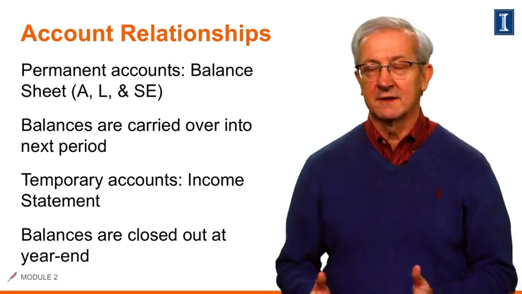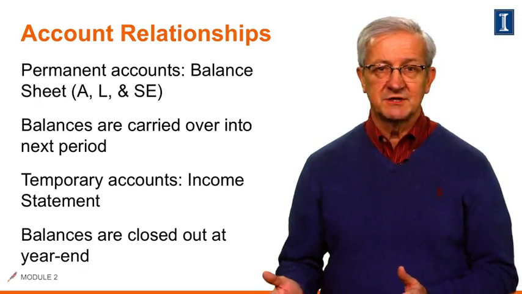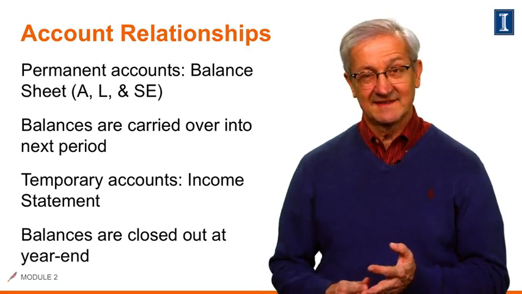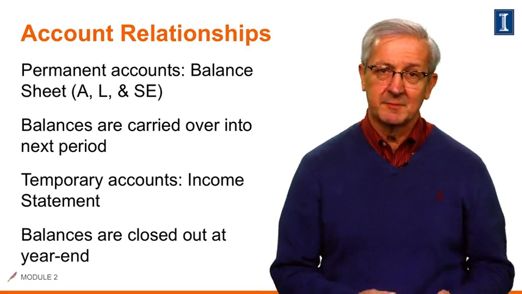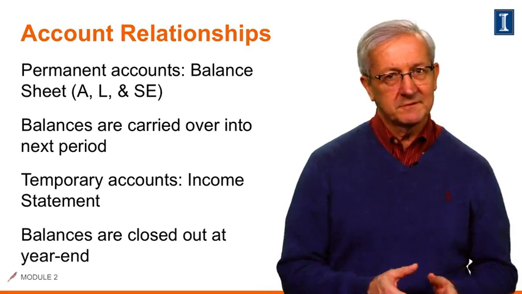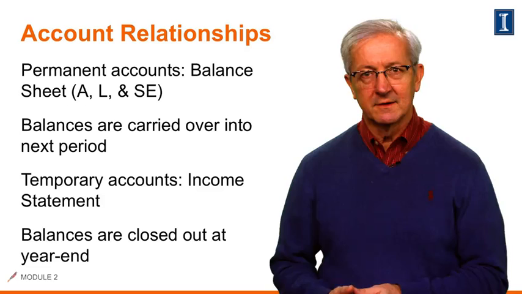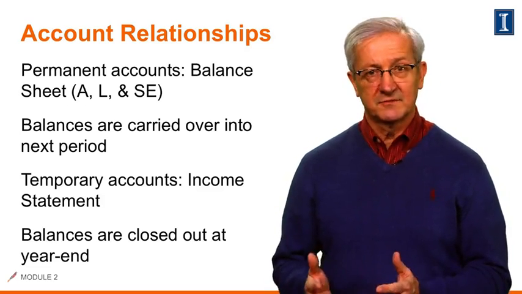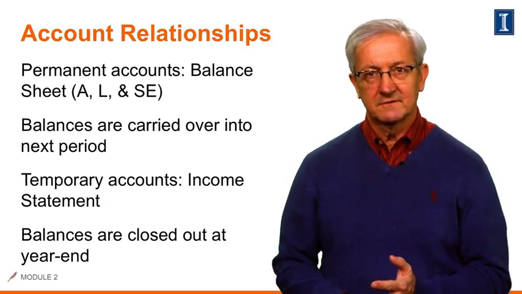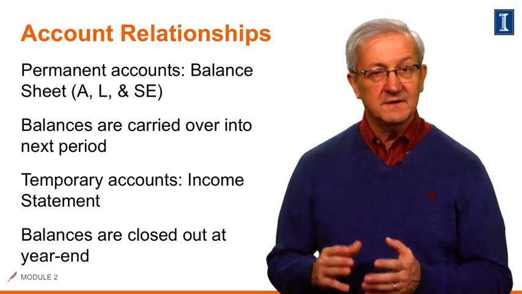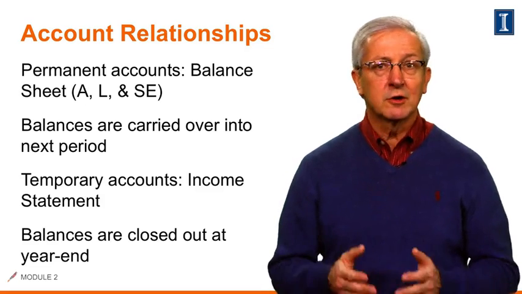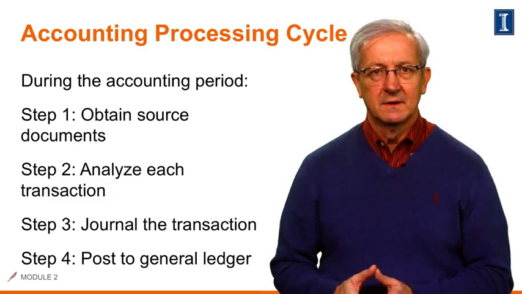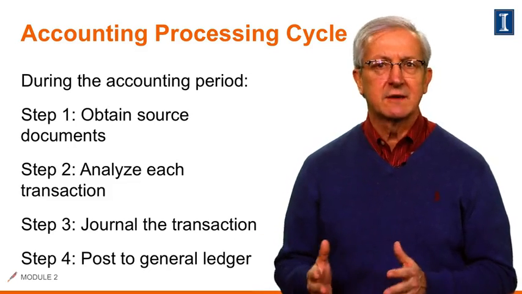Let's now review our various account relationships. First of all, we have permanent accounts, which are basically the balance sheet accounts, such as assets, liabilities, shareholders' equity. They sound familiar? They should. We just talked about them in the accounting equation. These balances are basically carried over each period. The second set of accounts is our temporary accounts, which are income statement accounts such as revenue, expenses, gains, and losses. These balances, by the name temporary, are closed out at the end of each accounting cycle at the end of the year.